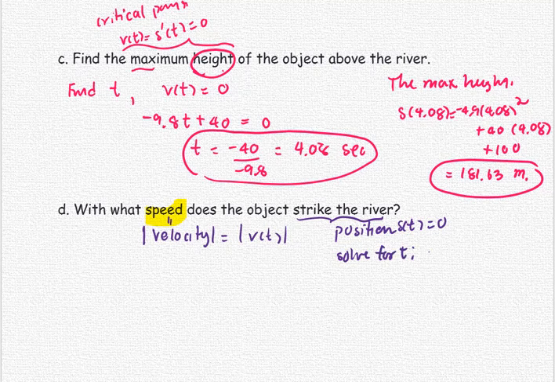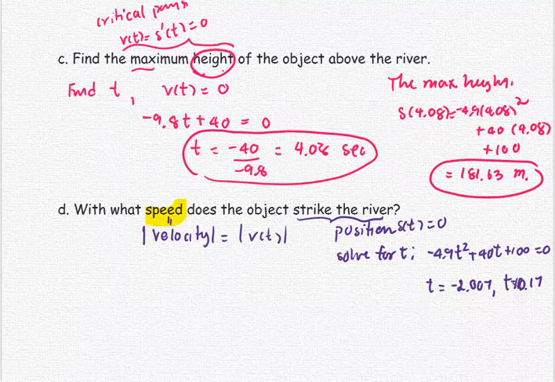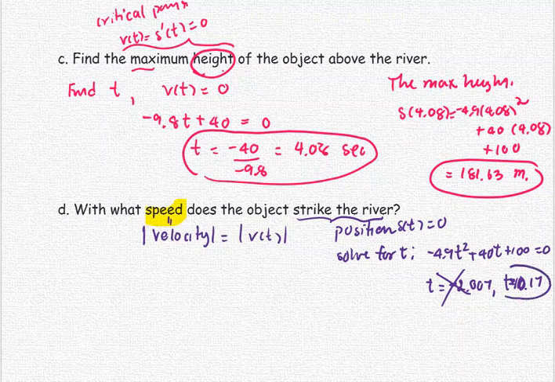As s(t) is negative 4.9 t squared plus 40 t plus 100 equals 0, we use the quadratic formula to find t. We get t equals negative 2.007 and t equals 10.17. We disregard the negative quantity because t has to be greater than or equal to 0. So t equals 10.17 is the point of time that the object will strike the river.